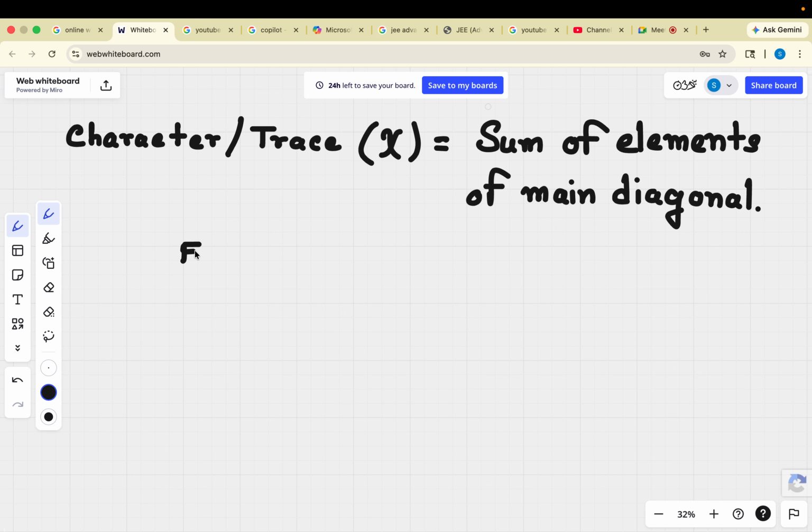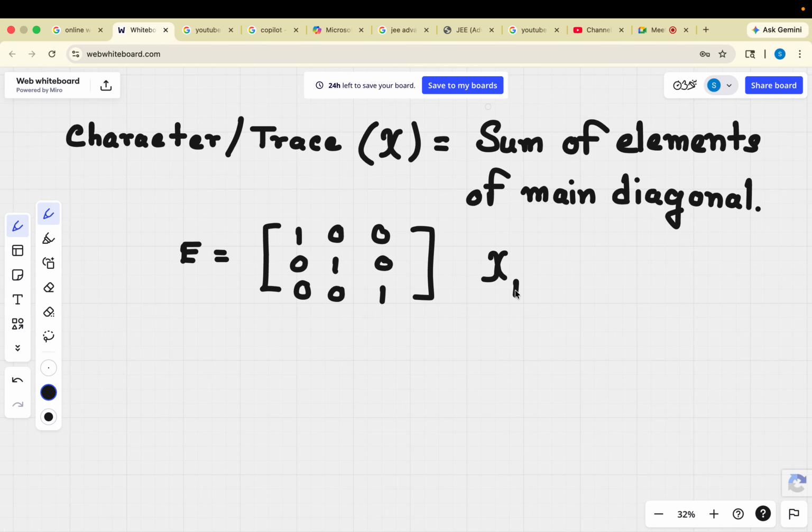So if I write down the identity matrix, so what is your identity matrix? 1 0 0, 0 1 0, and last one is your 0 0 1. So basically if I write down this chi E, sum along the diagonal, you have to sum up the elements along the diagonal. So 1 plus 1 plus 1, this is equal to what? Equal to 3. Okay, so character means you have to sum up the elements along the diagonal, that's it.